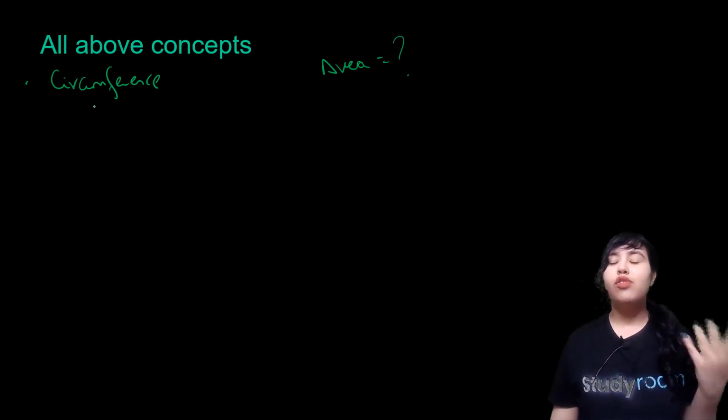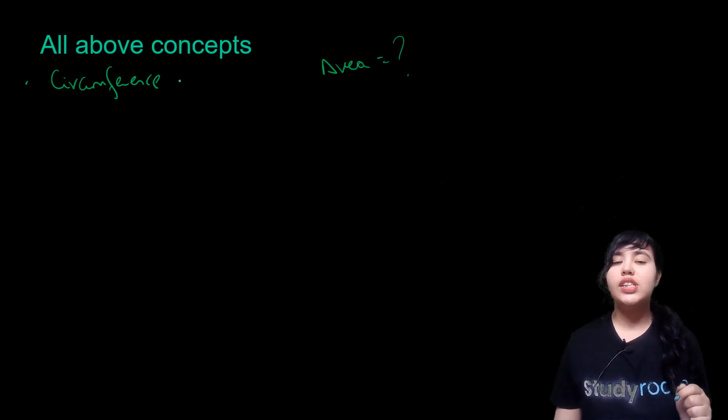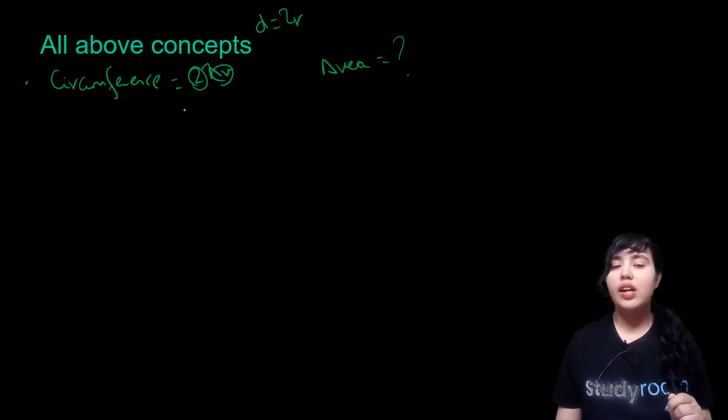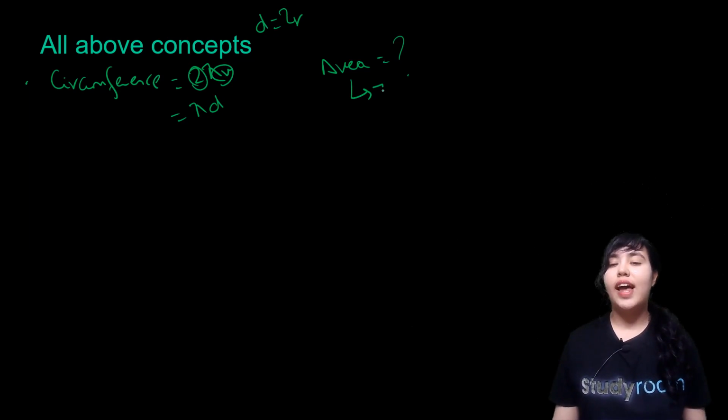So we discussed some formulas for circumference and area. So for circumference, what was it? It was 2 pi r. But also we said that d is equal to 2r. So I can club this 2 and r. So I can say it's pi into d. For the area, what was the formula? That was pi r square.